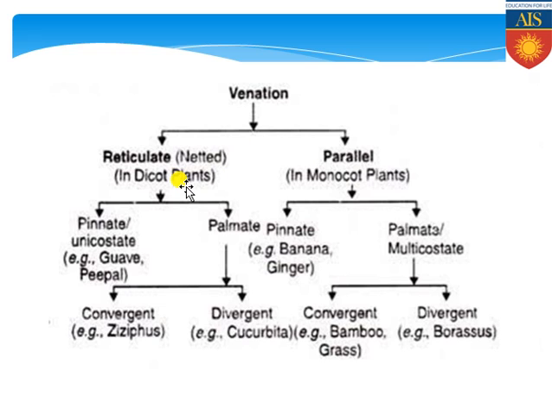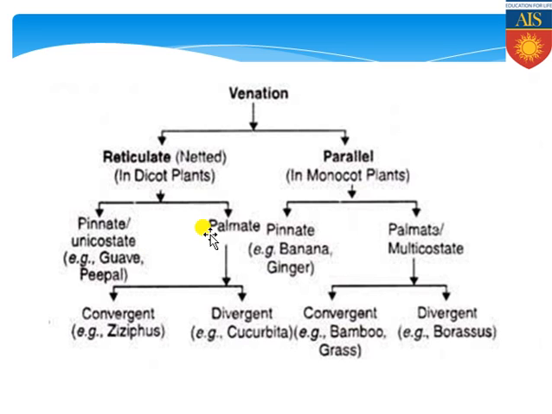Second, you can see the reticulate venation, which is commonly found in dicot plants. That is again subdivided into two different categories. One is pinnate reticulate or unicostate reticulate, another one is palmate. What is the difference between pinnate reticulate and palmate reticulate? The difference is that in pinnate reticulate, only a single midrib, or single costa, is present.